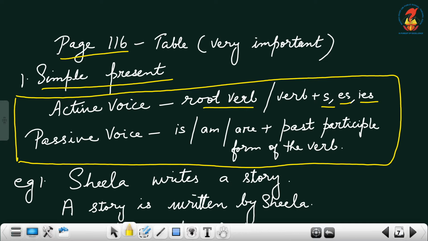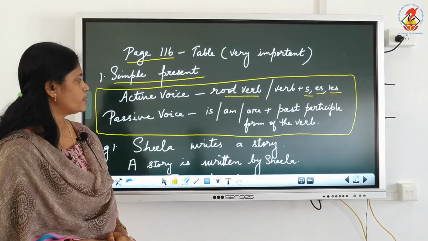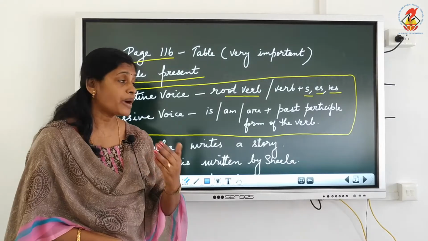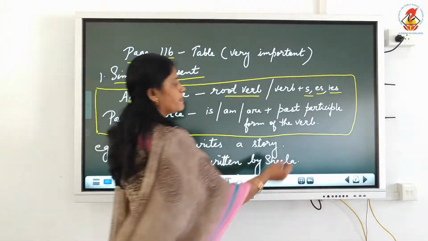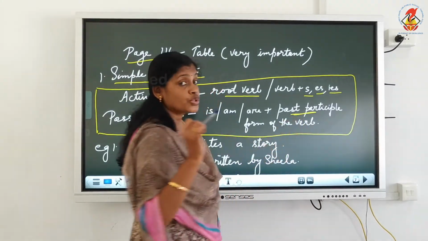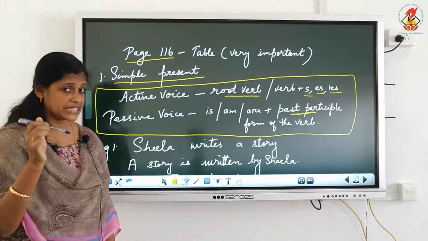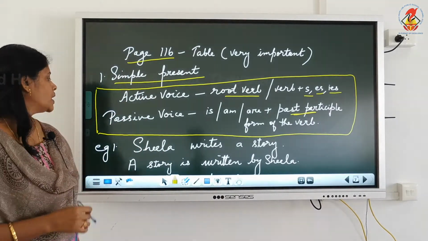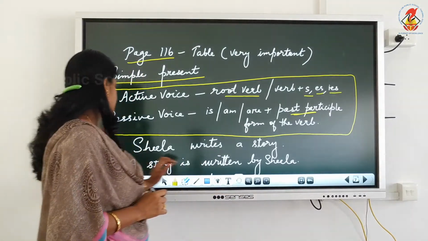Active voice, root verb or verbs with s, es or ies. When you convert it into passive voice, it is, am, are plus the past participle form of the verb. So you should be very clear with the tenses and the past participle form of each verb. Let's see some examples here.